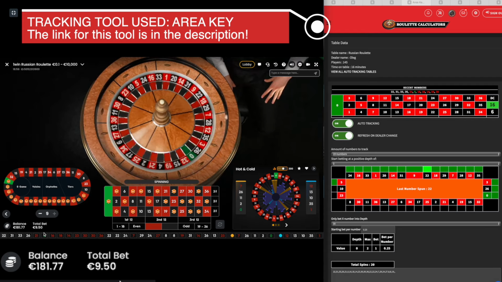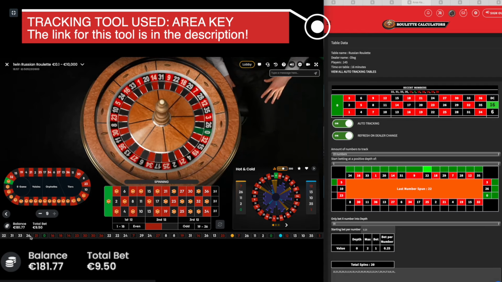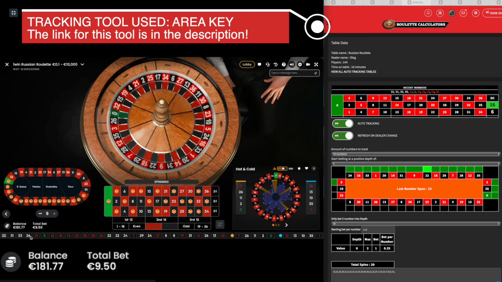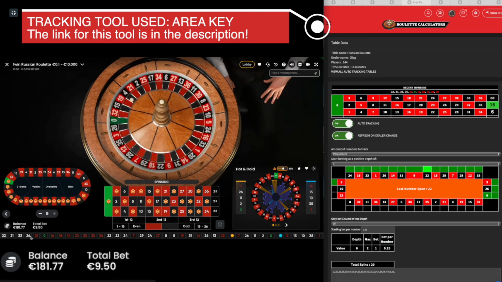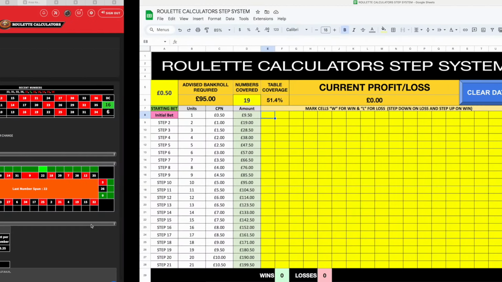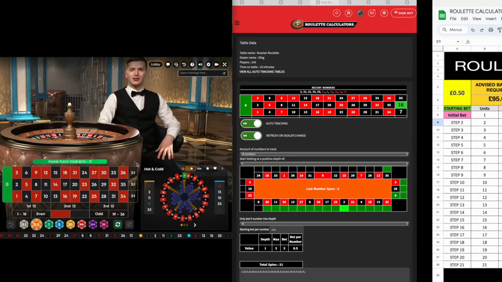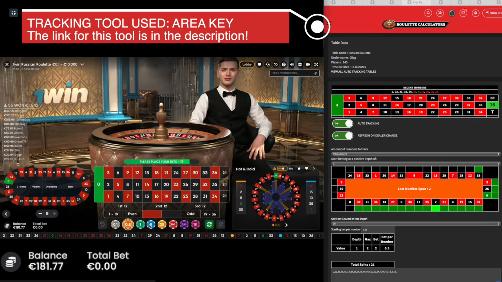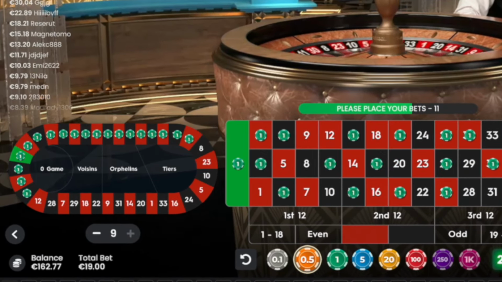My balance was 191 something or other. So I should hopefully be able to take that over 200 on this particular session. Okay, that's gone to a depth of one. So that is in the unhighlighted section. So we're going to put a big fat L there. And now we're going to do two units per number. And that's going on number two. So we're going to go 1, 2.